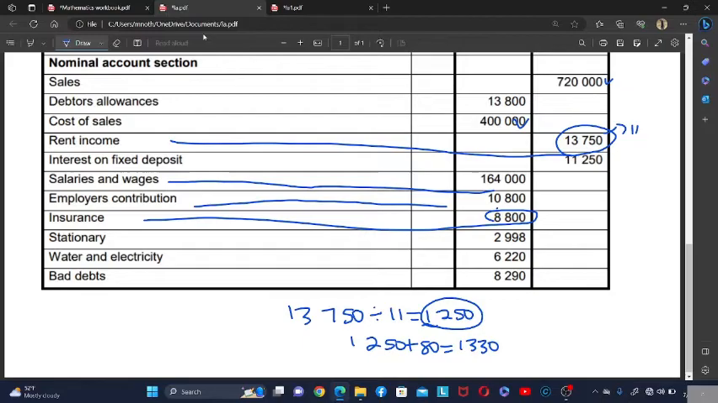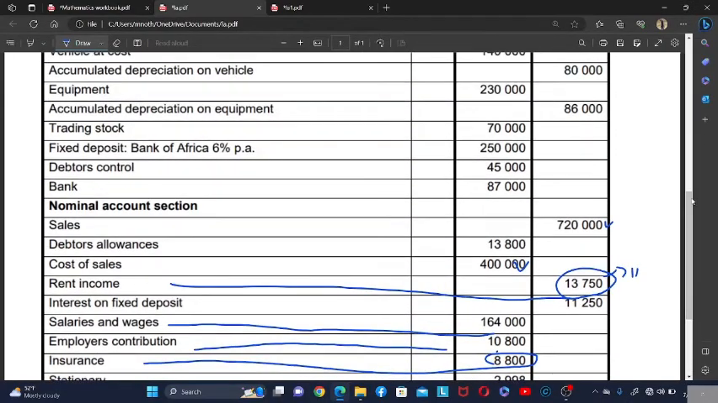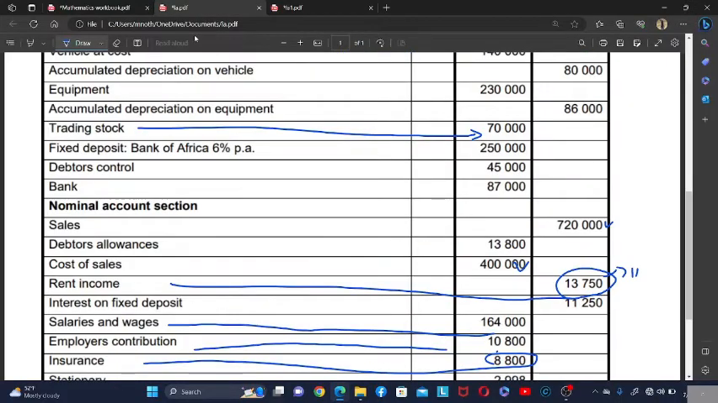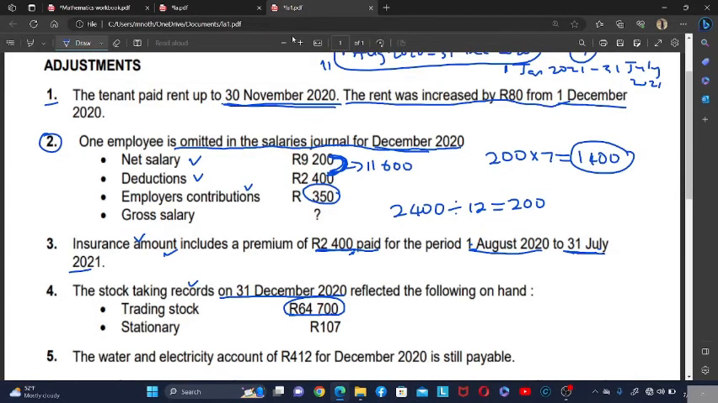The trading stock here in the trial balance is how much? The trading stock here in the trial balance is 70,000. So this one here is 64,700. So the business thought that they had a trading stock worth 70,000. But after doing the physical stock taking, it was found that the trading stock is actually 64,700.